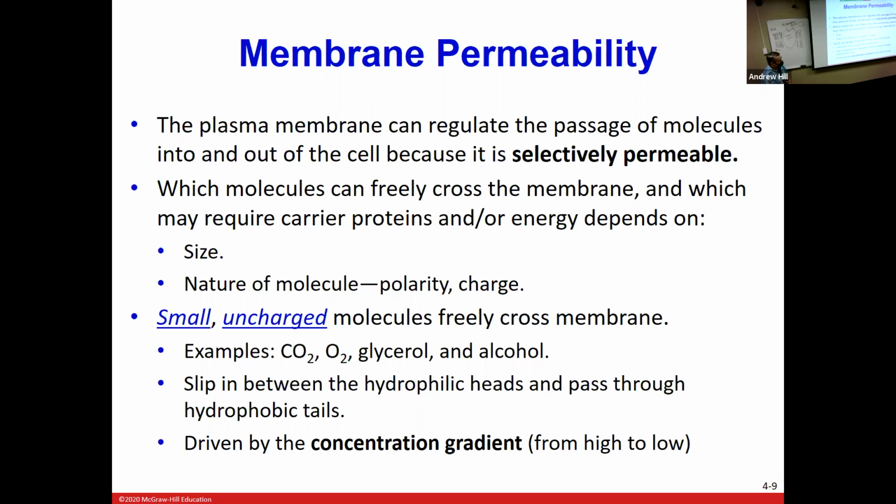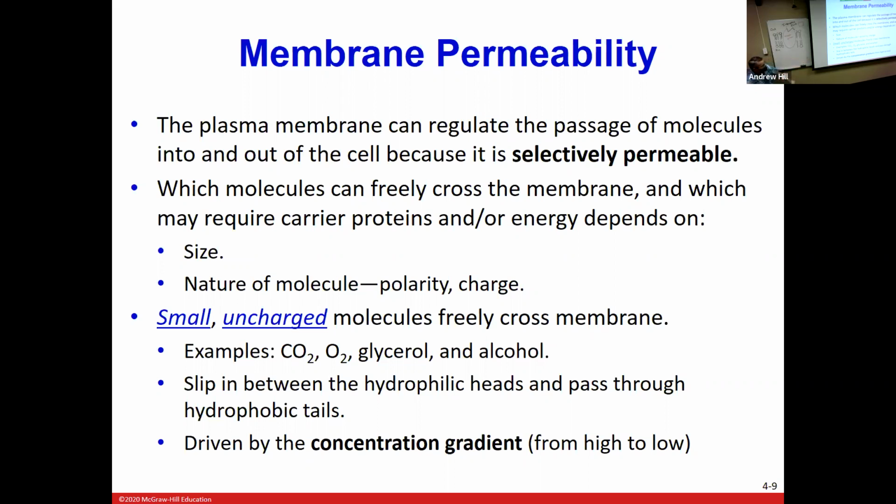Polar molecules, such as water and glucose, cannot cross the membrane freely. Charged substances, such as sodium, potassium, and chloride ions, cannot go through the membrane without the aid of something like a carrier protein or a channel. Small uncharged molecules freely cross the membrane. So here are good examples of ones that are uncharged.